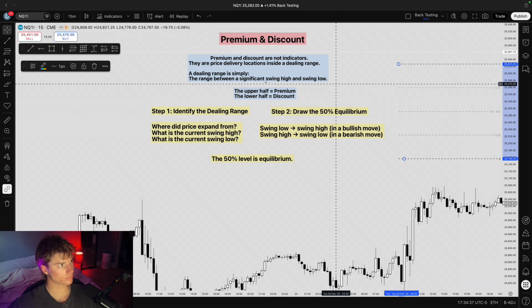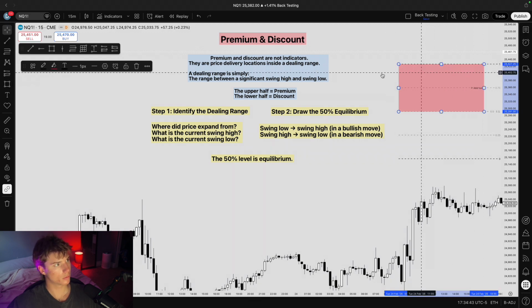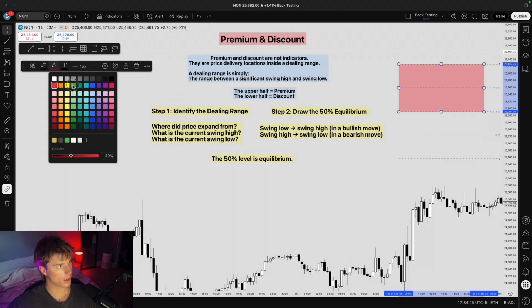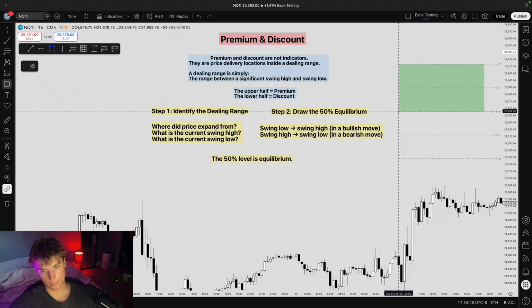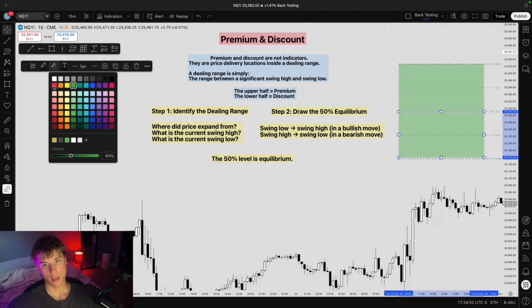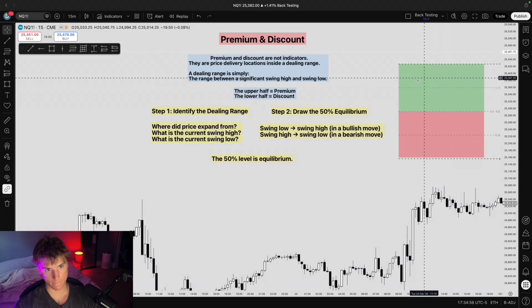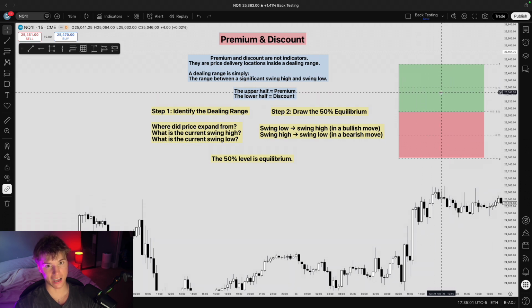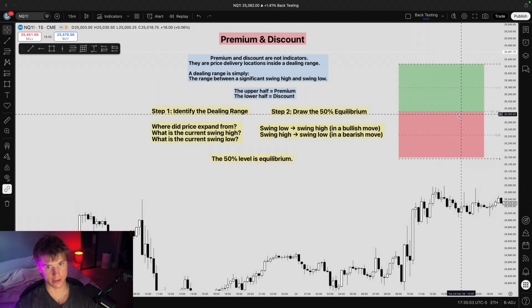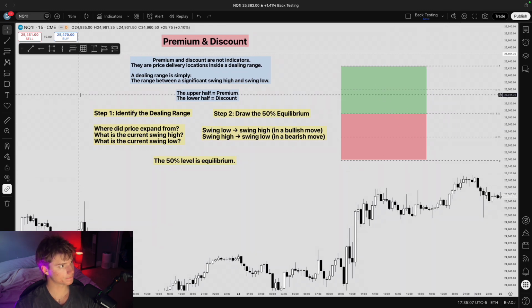Meaning, right here, we'll turn this green, and right here, turn this red. Meaning, on a bullish move, this is going to be our premium, because it's higher, and this is going to be our discount. So, if we're looking for longs, right?